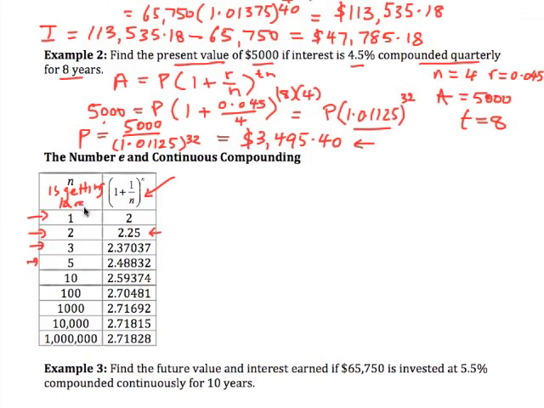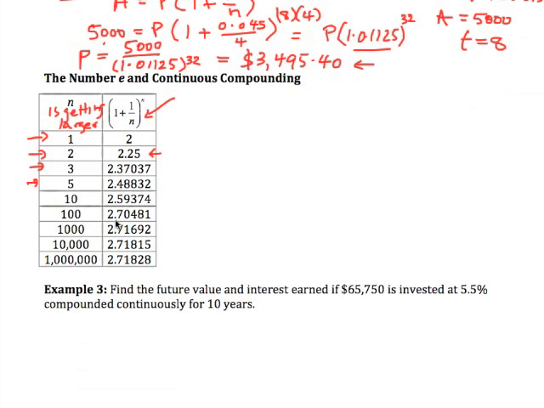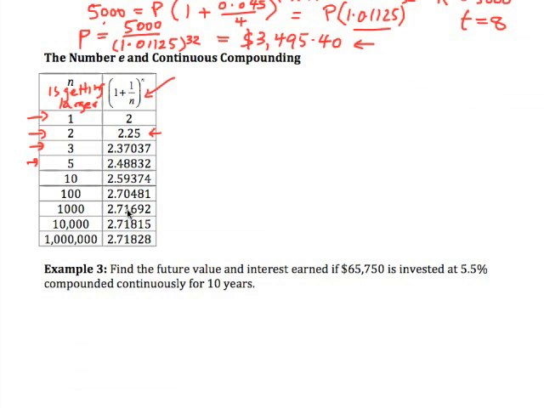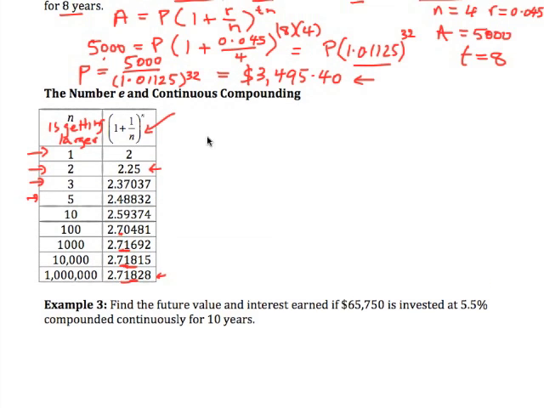And as the n's get larger, you'll see what happens. At 100 we get 2.70481. At 1,000 I get 2.71692. Now notice that the first decimal place is the same. If I now go to 10,000 I get 2.71, and notice now two decimal places are the same. If I now go to 1,000,000 I get 2.718, and we now have three decimal places the same. So you can see it's starting to tend towards a value. This value is what's called Euler's number.